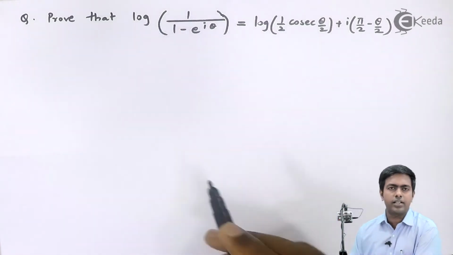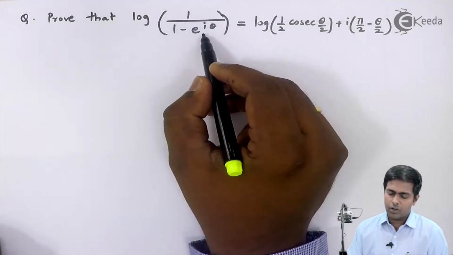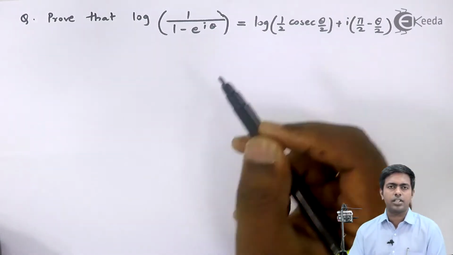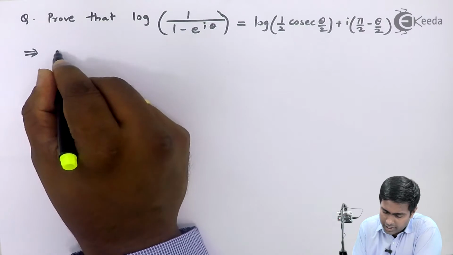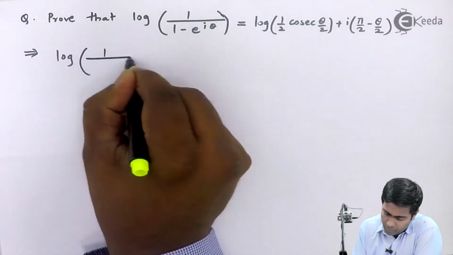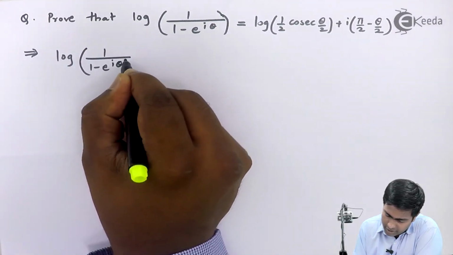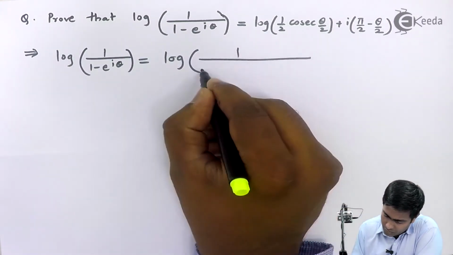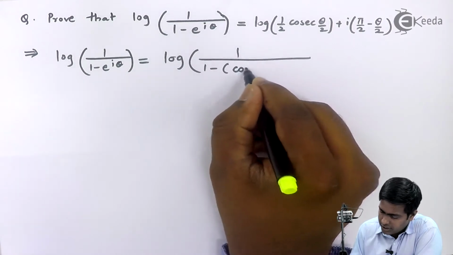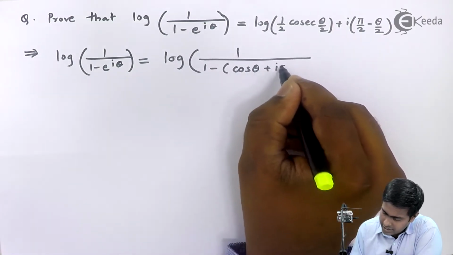Now to prove this given question, I will start with the log of 1 upon 1 minus e raised to i theta term. Here we know that e raised to i theta is cos theta plus i sin theta. So let's substitute the values. Here we'll get log of 1 upon 1 minus cos theta plus i sin theta.